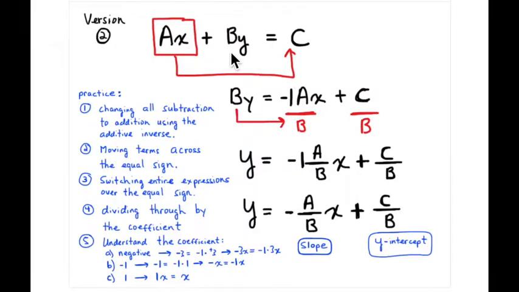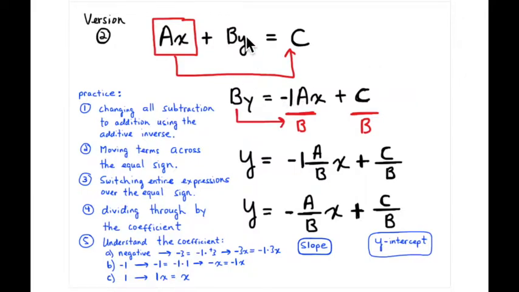Now you could go through step by step, adding the additive inverse each time, moving one thing over at a time. You're going to end up with the opposite sign. You're going to have to eventually multiply through by -1 if you do that. And you could do that, but it's a lot.